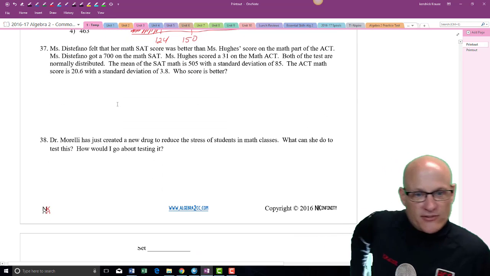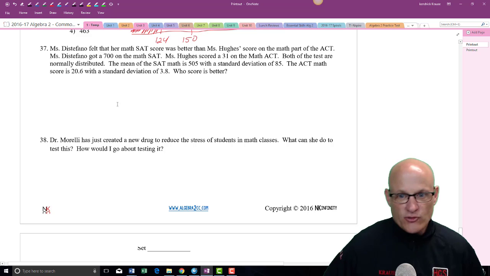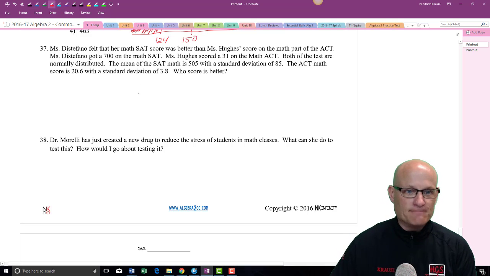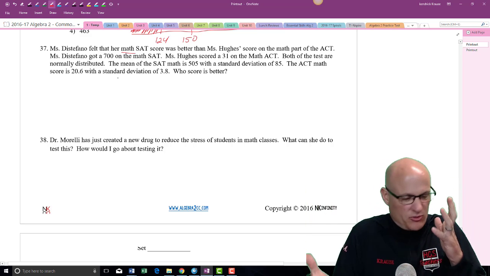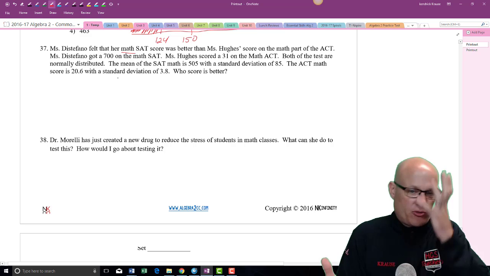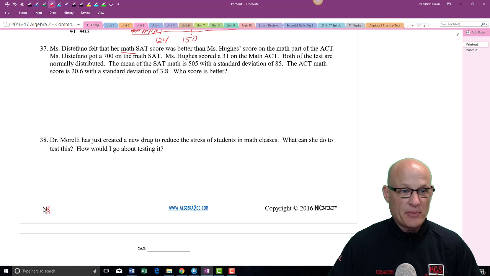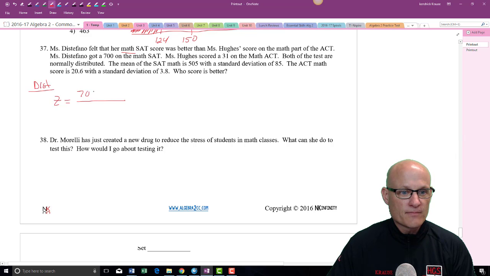Miss DeStefano felt her SAT score was better than Miss Hughes's score on the math part of the ACT. Since you can't compare one distribution with the other, the only way to compare them is to compare z-scores. So we're going to do DeStefano and check out her z-score. Well, she got a 700. Remember, it's x minus mu over standard deviation. So x minus mu, 505, over the standard deviation of 85.